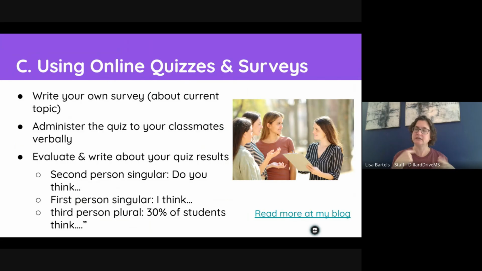Their classmates have to listen and respond. So it becomes a bit of an interpersonal speaking activity. And then I ask my students to evaluate and write about their survey results. So they'll write in the second person, do you like math class? Their first person is the answer choices. I like math class. I think math is boring. And then they'll write a sentence about their survey results. 30% of students think math is boring. And that one is like the il plural or the ellos form, or maybe like 8 students say math is interesting.